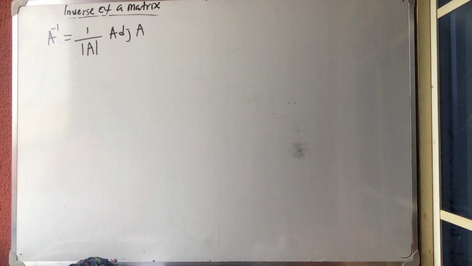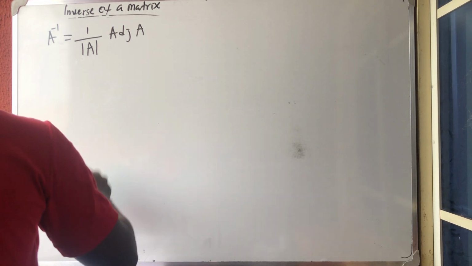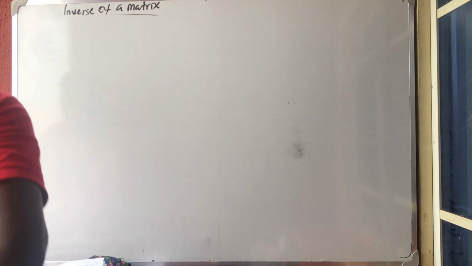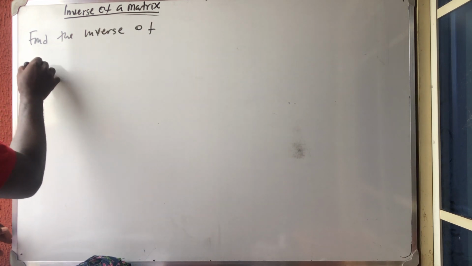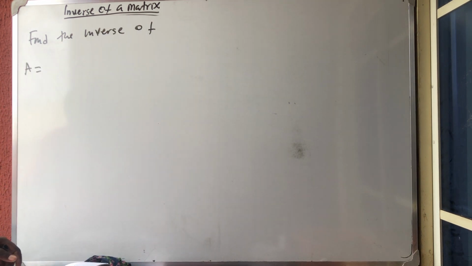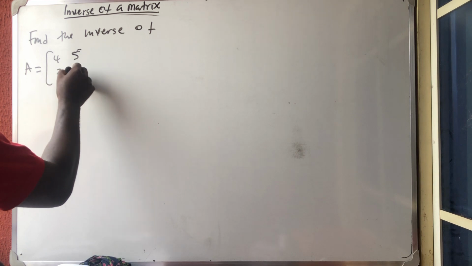So now let's do a simple example. The first thing we have to find out is the determinant of the matrix. Let me use 2 examples to illustrate that, then we are done with inverse. Find the inverse of A, which is 4, 5, 3 and minus 6.